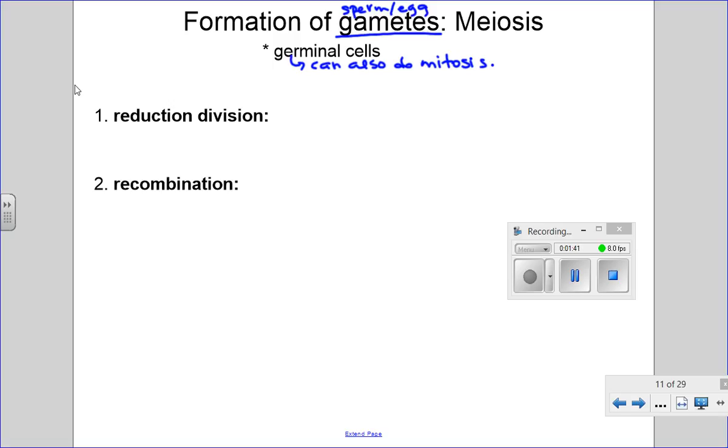Now, there are two things that happen during meiosis that are different than what happened during mitosis. One of them is reduction division. And this is the idea. When cells go through meiosis, I will generally start with a diploid cell and end up with one that is haploid. So reduction division means we are reducing the number of chromosomes that are present in a cell.